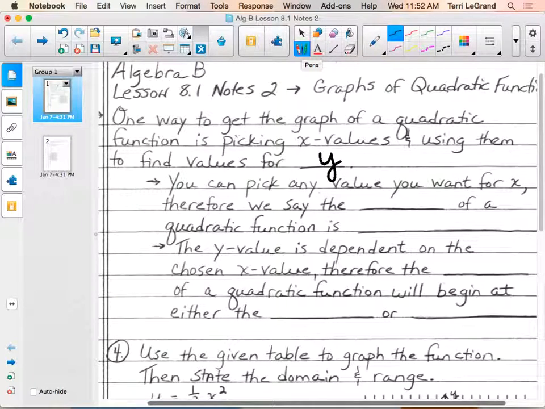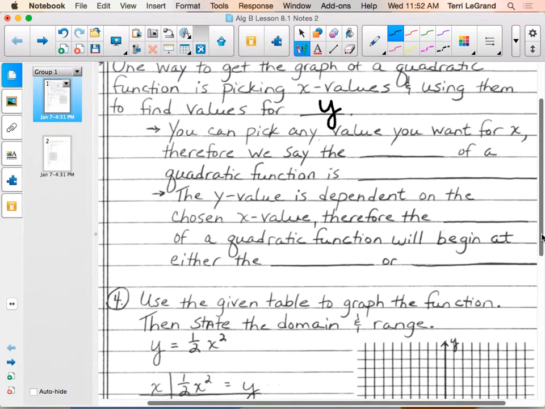So we're going to be looking for the y values that will go with the x values that are chosen. So you can pick any value you want for x. Therefore, we say this is the domain of the quadratic function, because remember the x values make up the domain. So those x values and any other x value that we could have chosen will make up the domain.